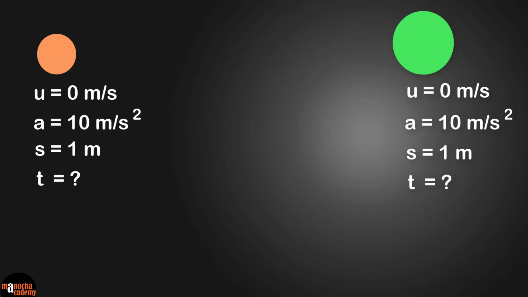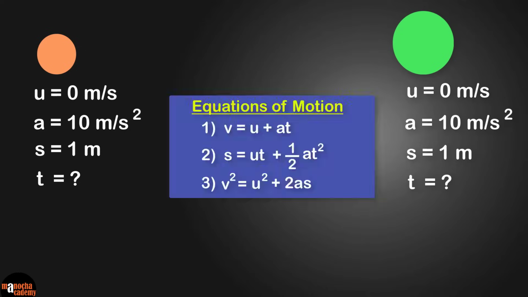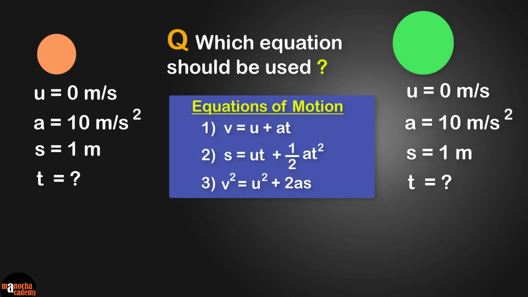We want to find the time of free fall for each ball. That is the time for the ball to hit the ground. So time t is unknown. From these three equations of motion, which equation should we use? That's right, the second equation of motion, s equals ut plus half at square. The simple method is you want to choose the equation that has all the symbols that we know and we want to find. We know initial velocity u, acceleration a, and displacement s. And we want to find time t. And the equation that has all these four symbols, u, a, s, and t, is the second equation of motion.